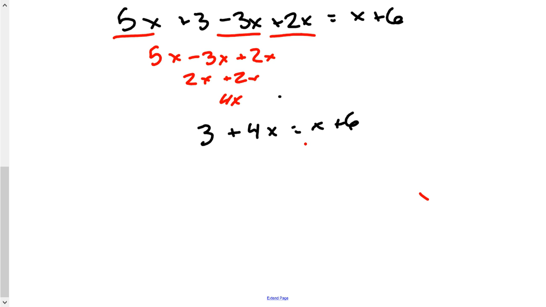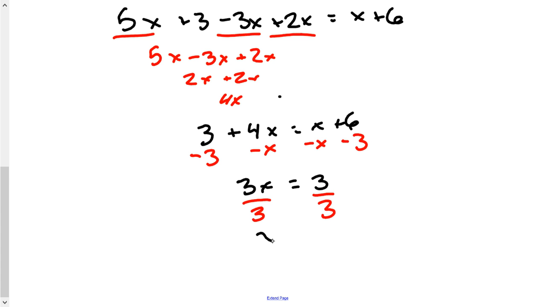Then what we'll do is move this x over to keep all the x's positive. It doesn't truly matter, but it's a nice little rule of thumb. We're going to subtract this 3 over and this 3 over. So this gives us 3x is equal to 3. We'll divide, and we're left with x is equal to 1.